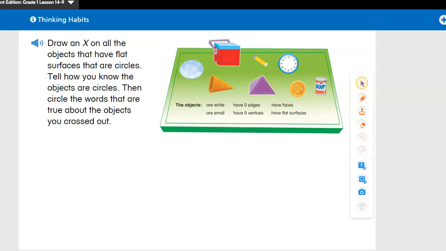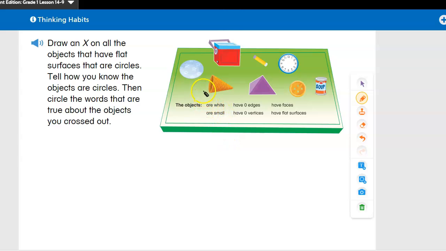Then circle the words that are true about the objects you crossed out. That gave us a lot of information, so let's break it back down. First it says to draw an X on all of the objects that have flat surfaces that are circles. This is really important, how they worded it. They did not say just to put an X on circle objects. It's objects that have flat surfaces that are circles as well. You are going to do this with me, so make sure you have your pencil ready. I'm going to get my computer pen.